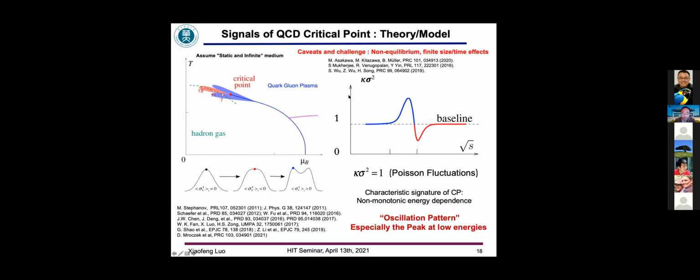The high order fluctuation is sensitive to the correlation length, but it's also sensitive to many backgrounds that should be taken into account, and how to isolate the signal from the background. They have discussed many, for example, the non-equilibrium effect and also the thermal smearing effect. But this non-monotonic behavior, and especially the peak structure, is what we need to search for experimentally.